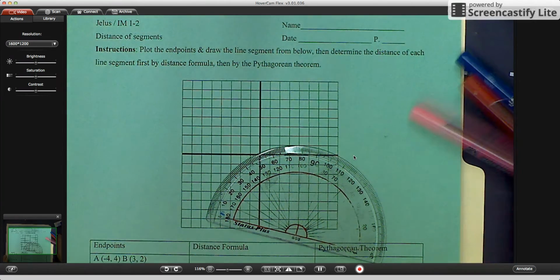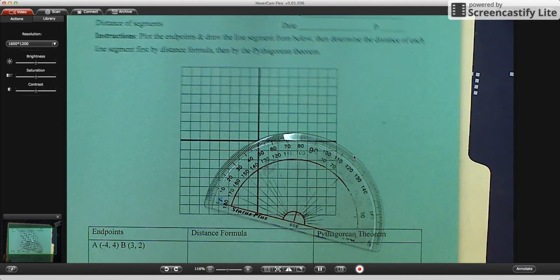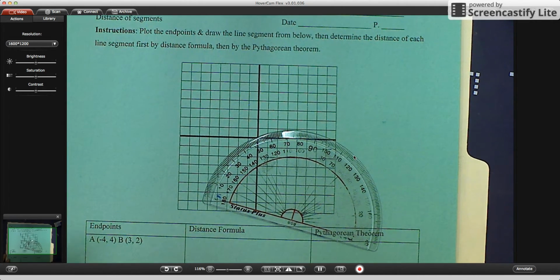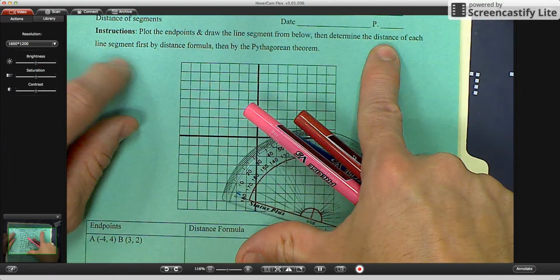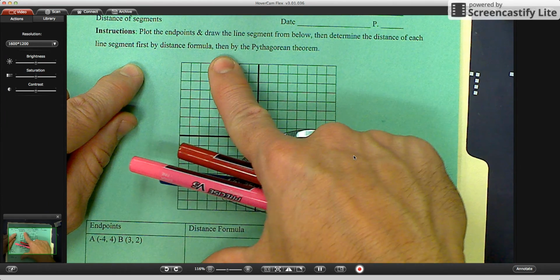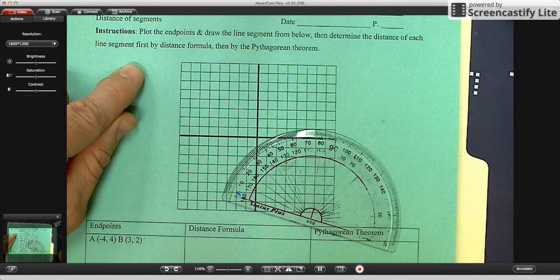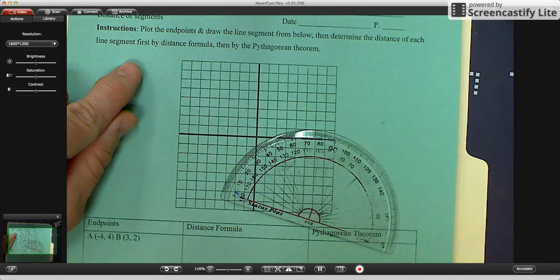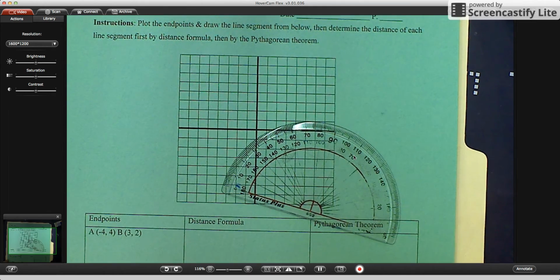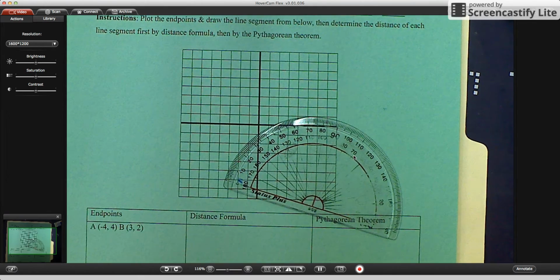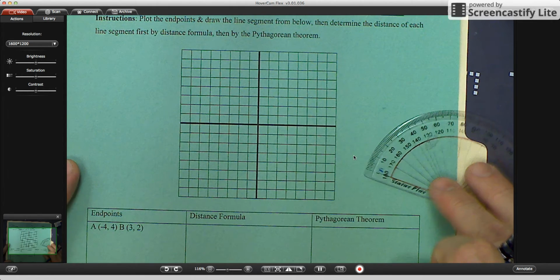So let's get started. It says plot the endpoints and draw a line segment from below. Then determine the distance of each line segment, first using the distance formula, then using the Pythagorean theorem. So let's first get started with writing down what the distance formula is. I'm going to write it over here on the left side provided.